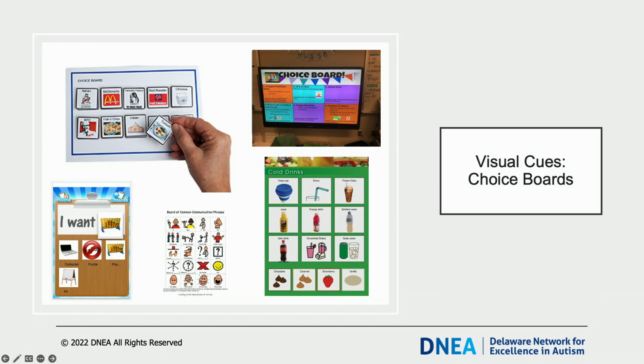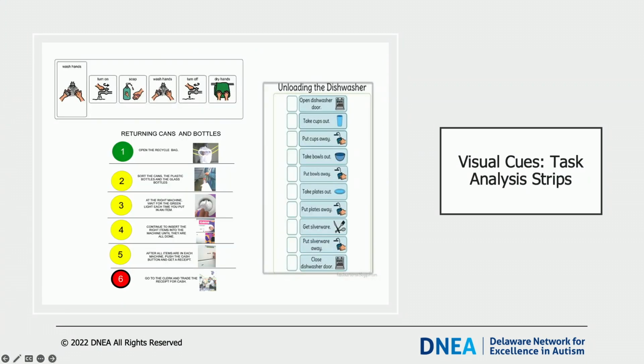It is important to consider a person's fine motor skills when using a choice board as a visual cue. On this slide, you see different examples of choice boards. The choice boards can be used from choosing from a menu at a restaurant, to games, to drinks, to snacks, and including communication phrases.